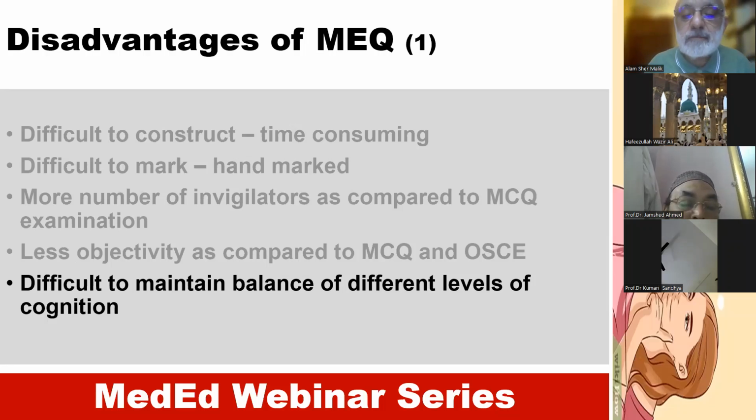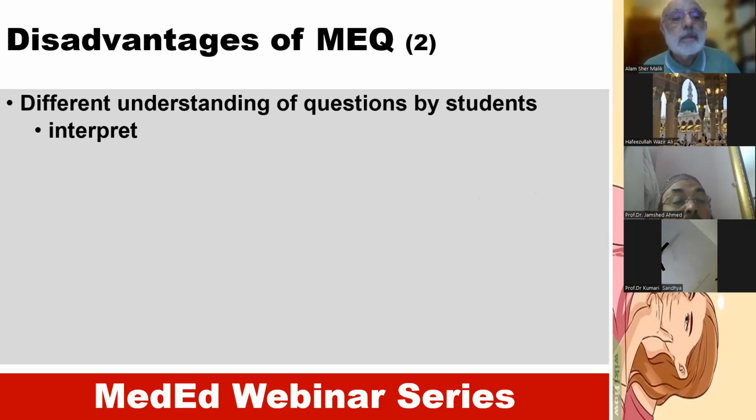It is difficult to maintain balance of different levels of cognition. So when we are framing the questions, we have to judge our question based on, for example, Bloom's taxonomy, so that we can have an appropriate balance of easy and difficult questions. Students may have different understanding of the question, so we need to really train the students and inform them what terms are used. For example, the term interpret does not mean just to say that this is high or low. They have to really combine the results to come to a conclusion.